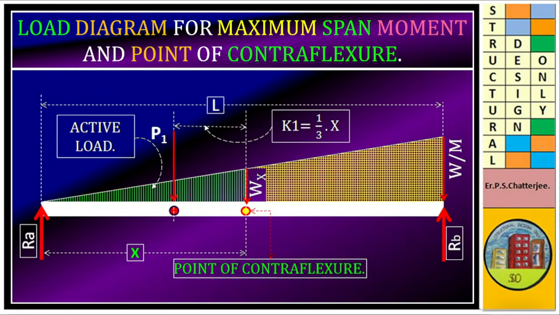Load diagram for maximum span moment and point of contraflexure. So, the point of contraflexure is X, and we are considering the load on the left hand side of the point of contraflexure. The total load will be P1, and it will act at the centroid of this triangular portion. The distance of P1 from the point of contraflexure is K1, which is one third of X.